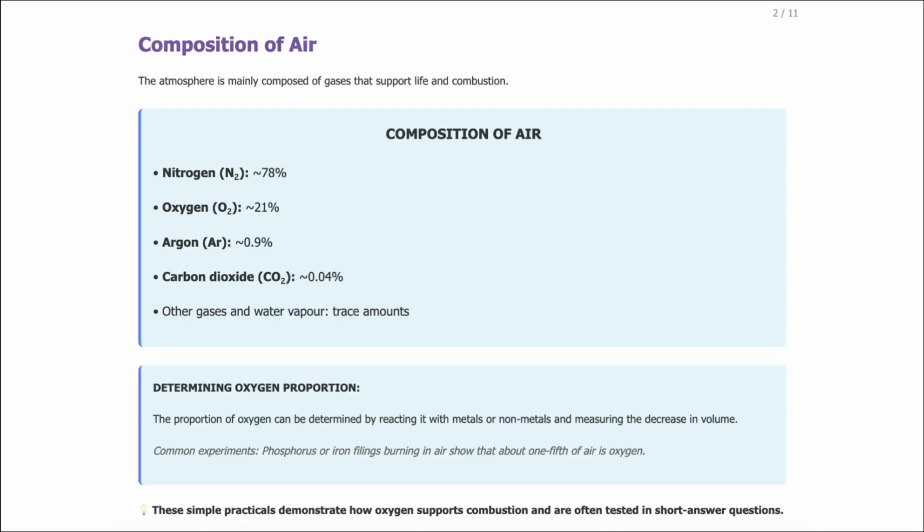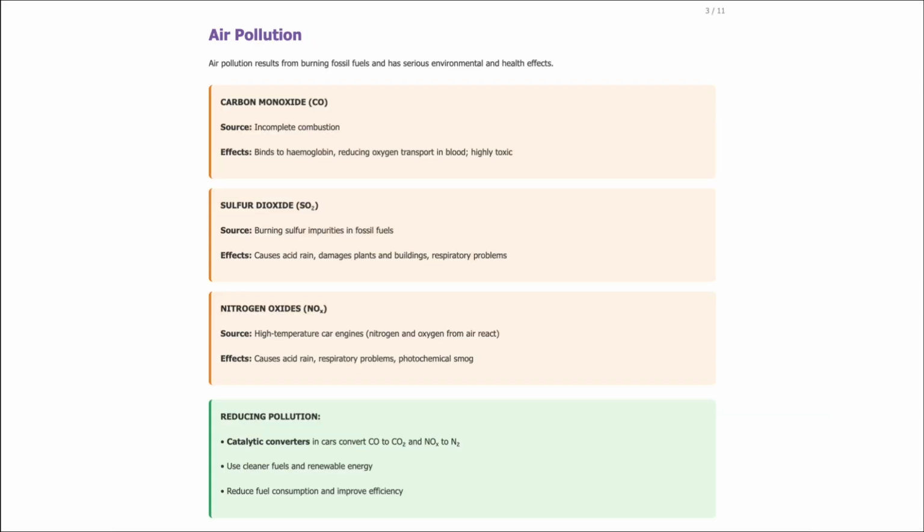Air is mostly nitrogen and oxygen, with trace gases like carbon dioxide and argon. Experiments with phosphorus or iron filings burning in air show that about one-fifth of air is oxygen. These simple practicals demonstrate how oxygen supports combustion and are often tested in short answer questions.